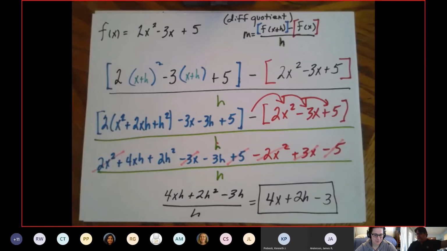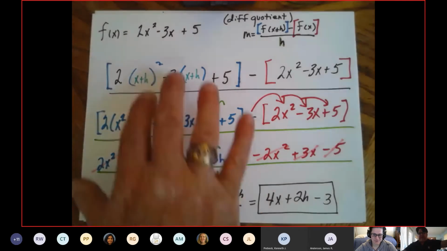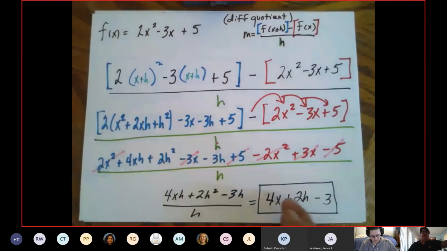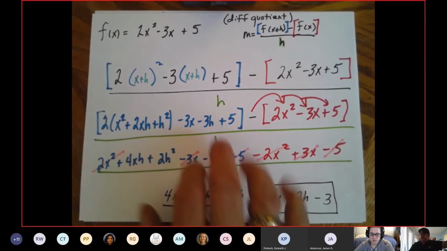So this isn't a contest. I'm not trying to show off if I can get from here to here in one line, guys. Okay? We're not doing that. What's your main goal? To get the correct what? Answer. So that means you need to do the work.